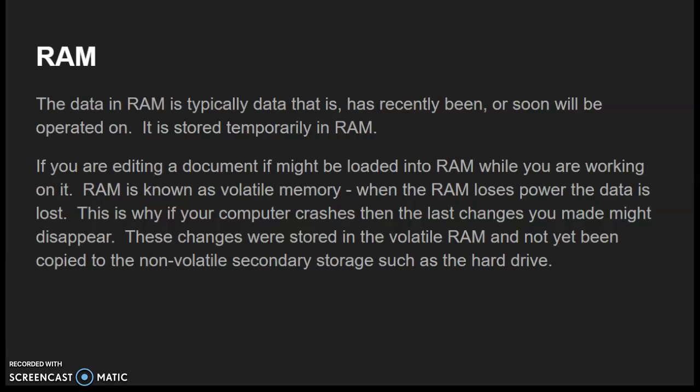These changes were stored in the volatile RAM and not yet been copied to the non-volatile secondary storage such as your hard drive. So when you want to permanently save something, you need to save it to your hard drive. Whereas let's say you opened up a Microsoft Word document and you didn't save it and you were just working on it. And next thing, computer crashes, you lose it. We might test that in a moment. And actually, let's test that right now. Okay?